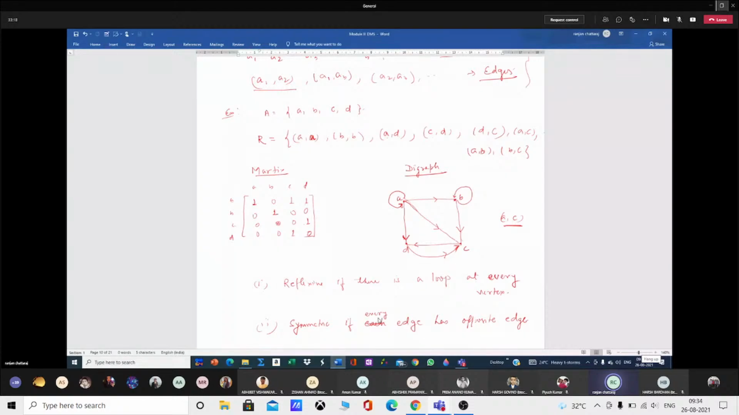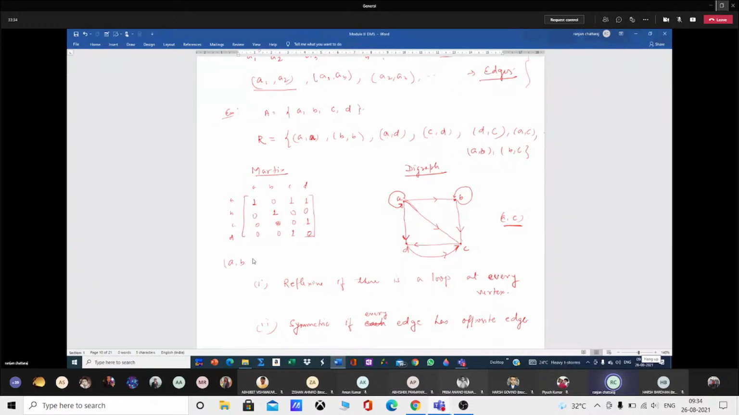And when we say anti-symmetric, it is anti-symmetric if no two edges are in the opposite direction. Okay, so what is the definition of anti-symmetric?